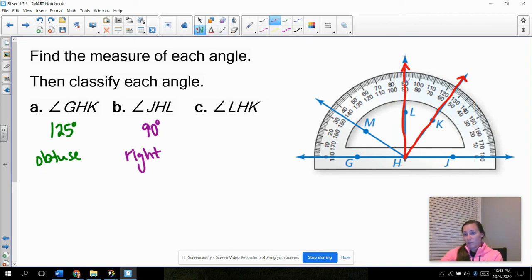Then this is going to be from 90 over to 125, right? I'm following the top numbers. Or you could follow the bottom numbers. That would go from 55 up to 90. Either way, the difference of those two measurements will be the same. So you would end up getting 35 degrees. And that is less than 90, so we would call that acute. Okay, so we'll get some more practice digitally using a protractor.